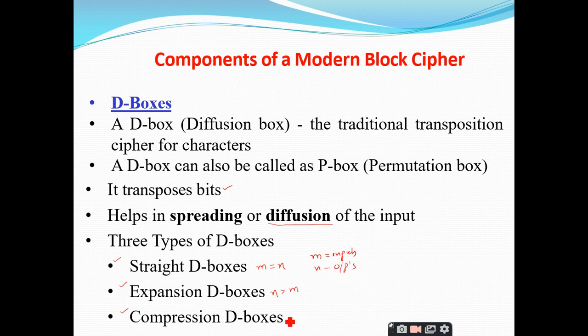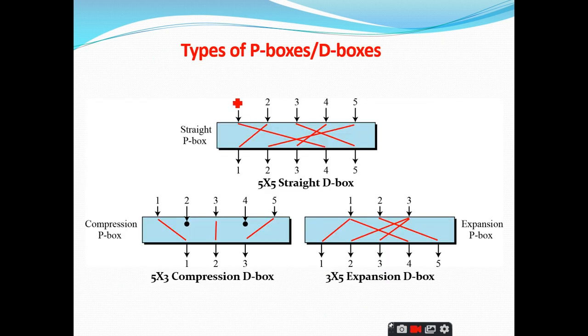What about the compression D boxes? So we are going to compress the output. So the number of outputs N will be less than the number of inputs M. All these things we have discussed, and these are the examples, right?